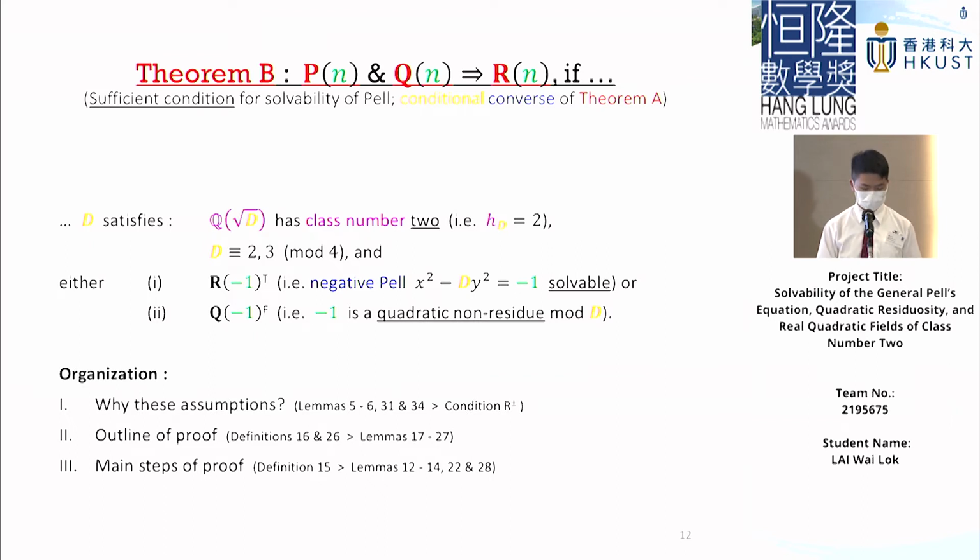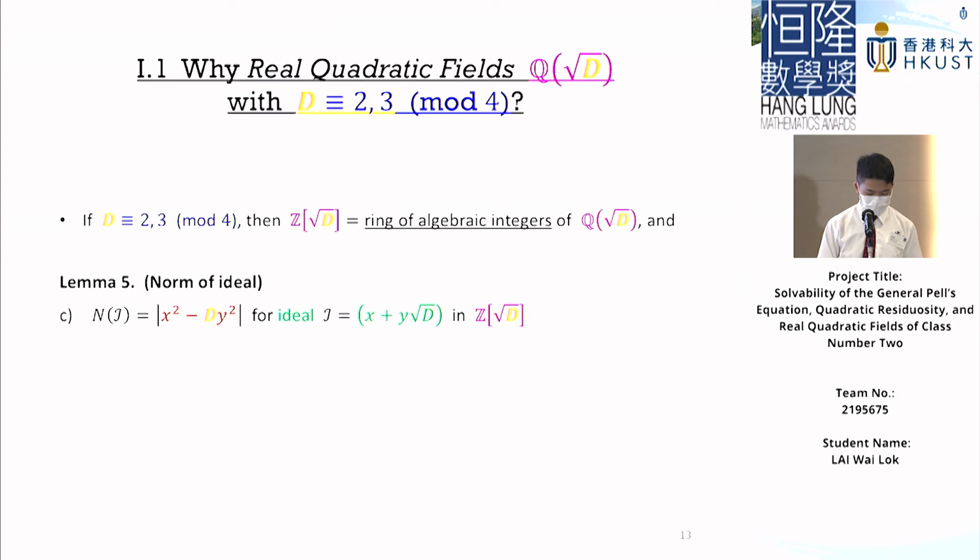For the rest of my presentation, I will explain the necessities of requiring the above in D in Theorem B, then outline my proof, followed by giving the main steps of my proof. First, why Q root D with D congruent to 2 or 3 modulo 4? Because, in this case, its ring of algebraic integers will simply be Z root D, in which the norm formula for principal ideals matches the absolute value of the left side of the Pell.